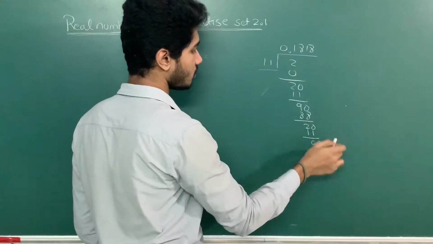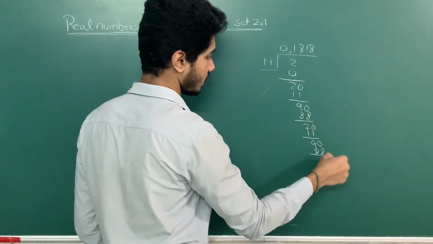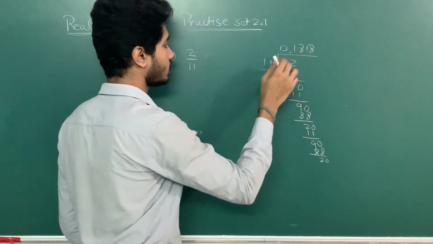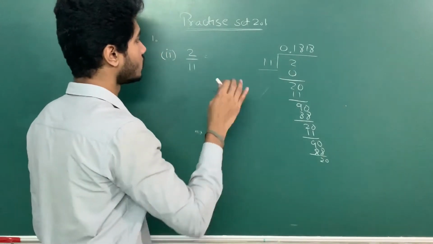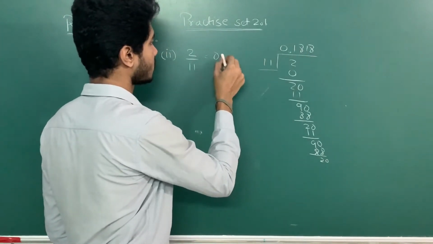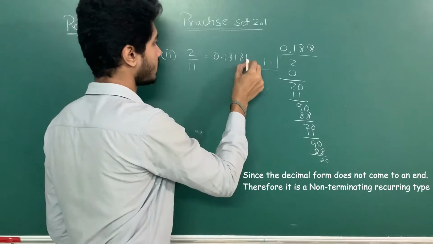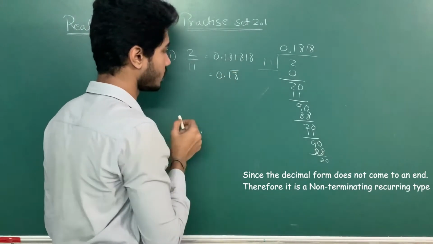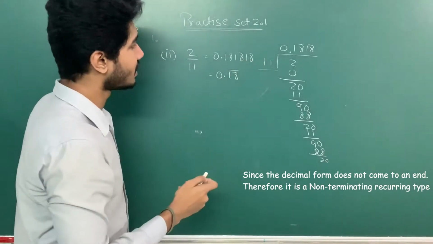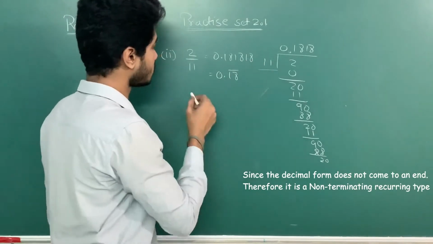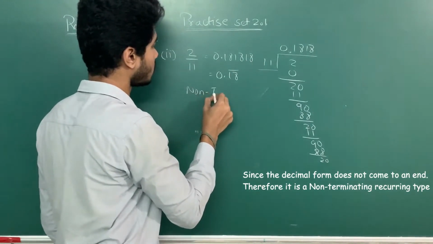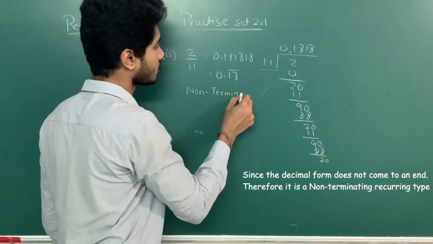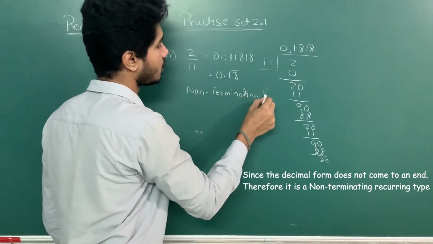So if you see, the number goes on repeating, so you get 20 again back over here. So you can stop over here at 0.1818. So by the quotient you can see the numbers are recurring. So you can show this by putting a bar on it. Since the decimal form is of recurring type, it's a non-terminating type.